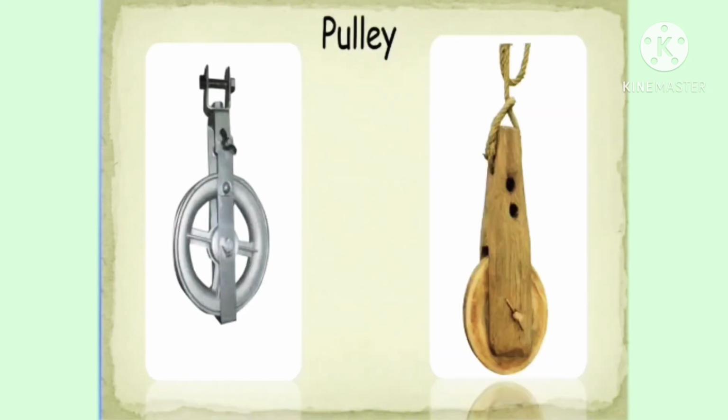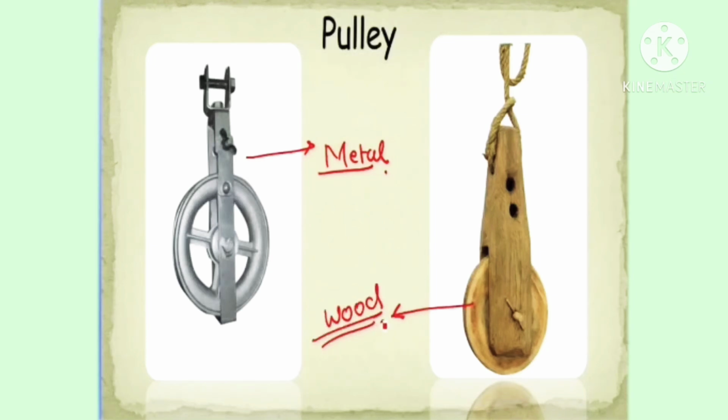Now, pulleys can be made from different materials. Generally, pulleys are made from metals, but when pulleys were invented and these machines were first put into usage, they were made of wood. Even today, in villages, when someone has to draw water, they use such pulleys to help them. Those pulleys are not generally made of metal, but can also be made of wood. Okay, students.